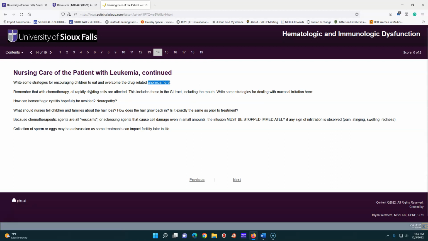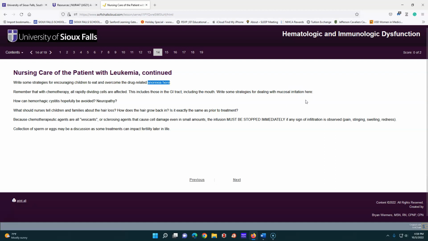While chemotherapy is great for killing those cells, it also kills the cells of some other body parts, so GI tract, mouth, and so we got to work with mucosal irritation. We have to worry about the bladder and hemorrhagic cystitis. And so, like I said, we're really trying to flush things out. We're really trying to protect this as well.